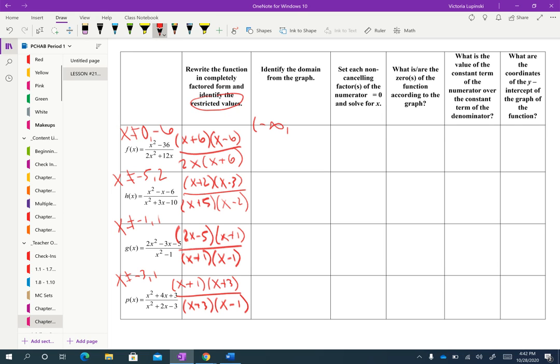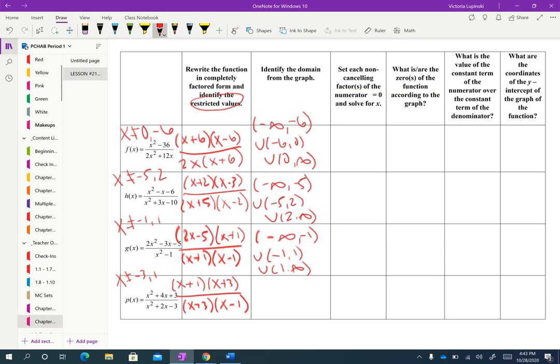So negative infinity, then to the first discontinuity, which is -6, -6 to 0, and then followed by 0 to infinity. Again, you have to break for all kinds of discontinuities. Then for the next one, negative infinity to the first break, which is -5, -5 to the second break, and then the second break to infinity. Negative infinity to -1, -1 to 1, and 1 to infinity. And then finally, negative infinity to -3, -3 to 1, and 1 to infinity.